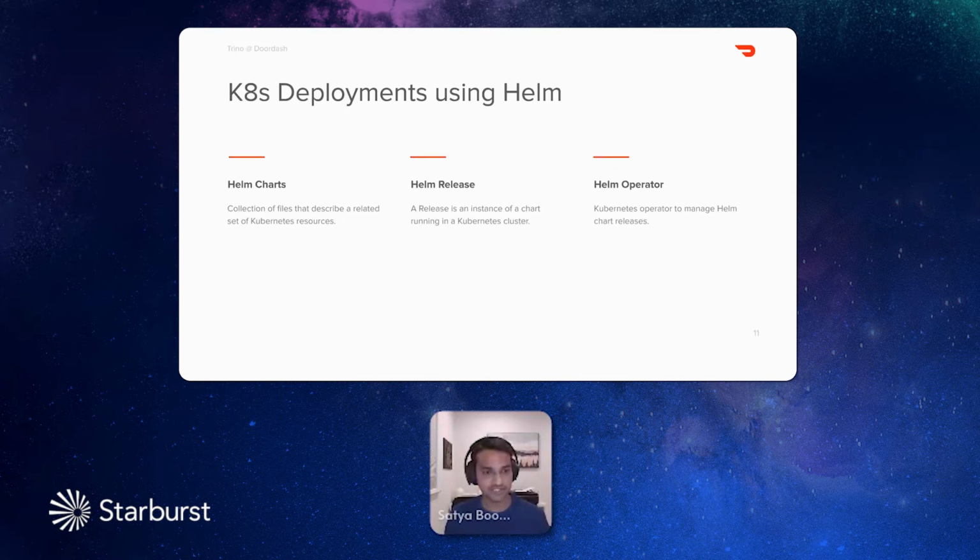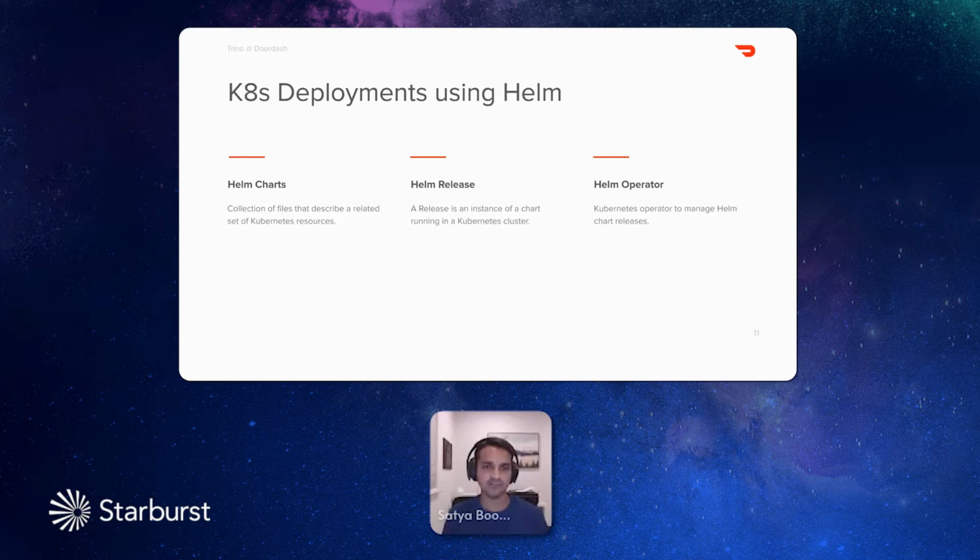Obviously, there are multiple ways to do it. You could use kubectl or Spinnaker or Helm, and we chose Helm. Again, this has been widely used across the org. It became the obvious choice. So we are deploying using Helm.